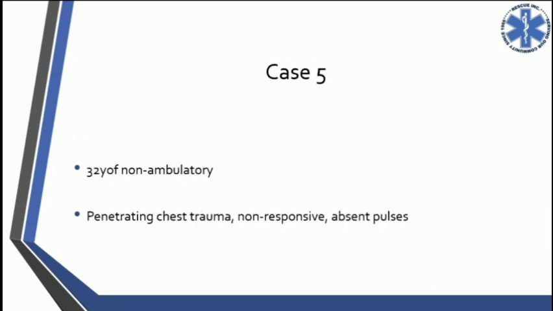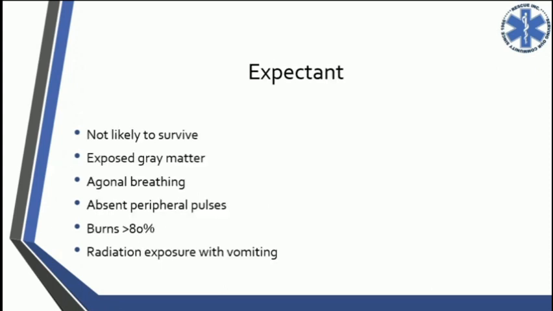32-year-old female, non-ambulatory, penetrating chest trauma, non-responsive, absent pulses. So our expectants. This is where things get hairy. This is where things get confusing. This is where things get not generally comfortable for us. They're not likely to survive. Exposed gray matter, agonal breathing, absent peripheral pulses, burns over 80 or 90%, and radiation exposure in the past 24 hours with vomiting.